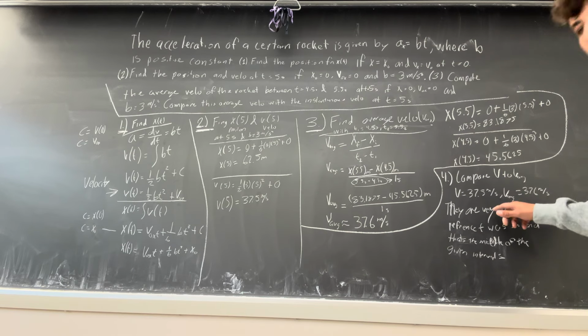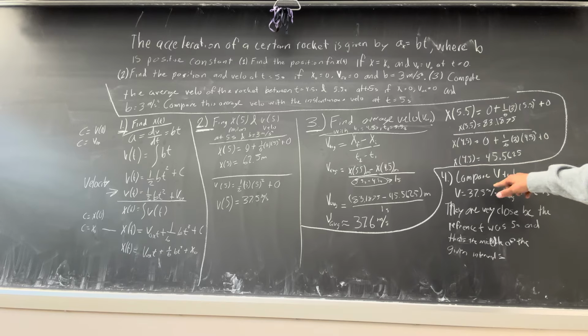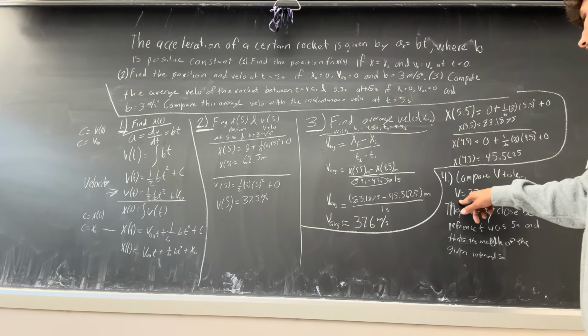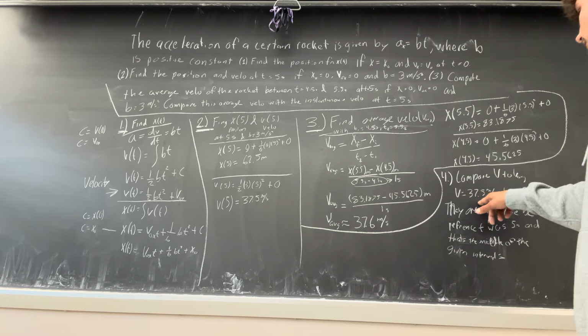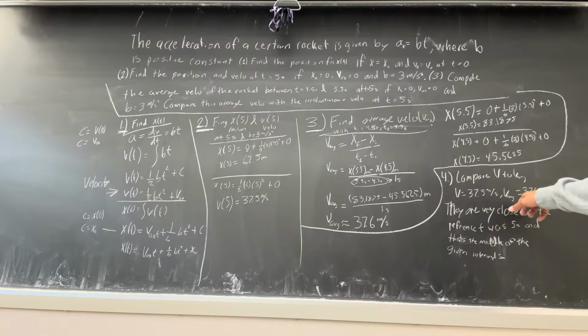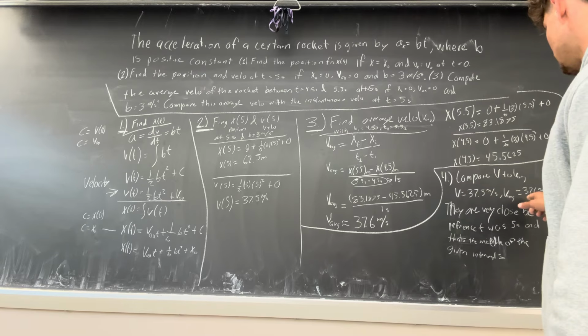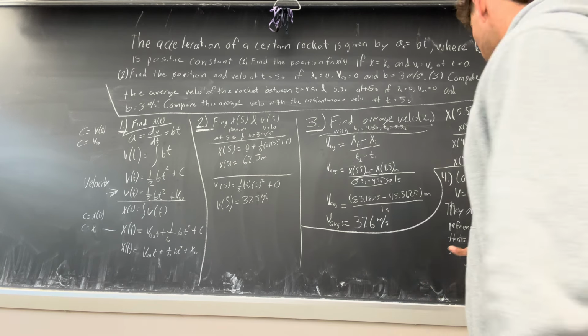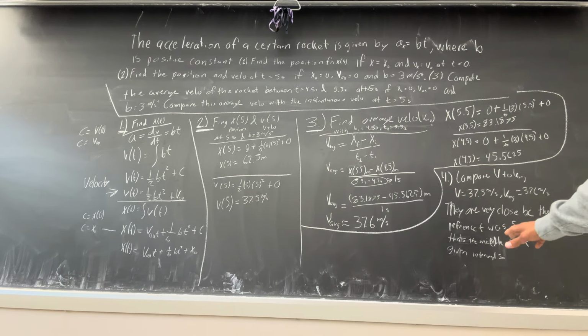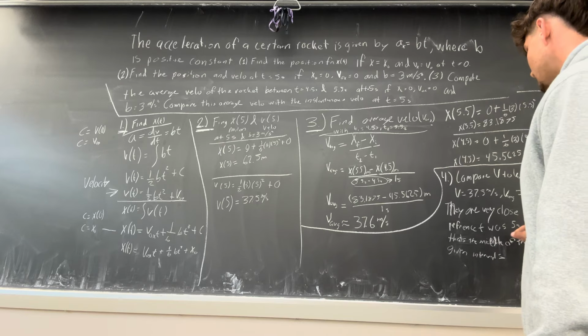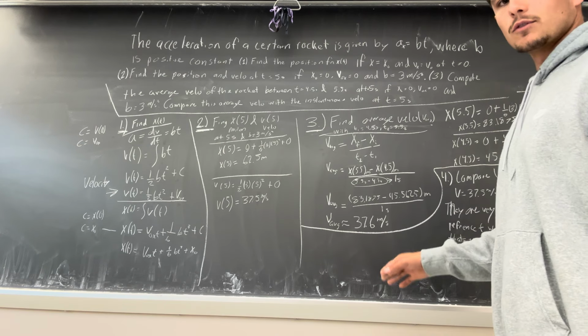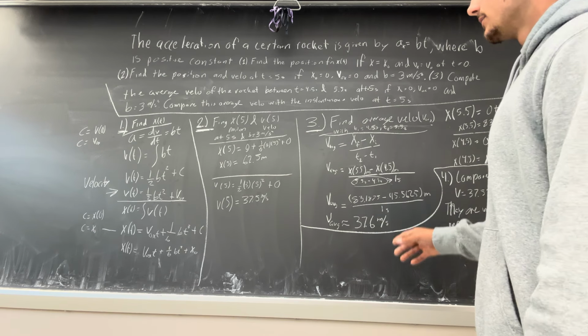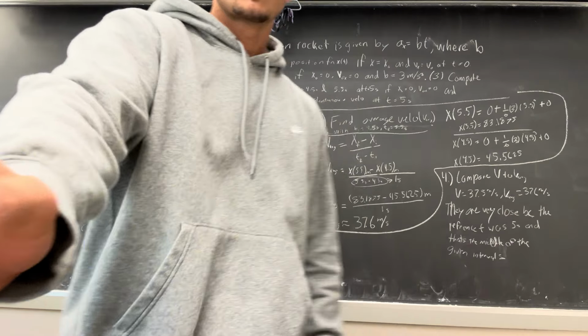And step 4, compare the instantaneous velocity to the average velocity, where instantaneous velocity is equal to 37.5 meters per second and average velocity is equal to 37.6 meters per second. They are only close because the reference was 5 seconds, and that's the middle of the 2 given time intervals for the average velocity. Thank you.